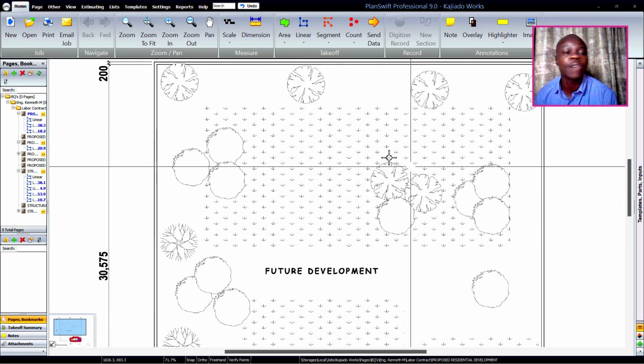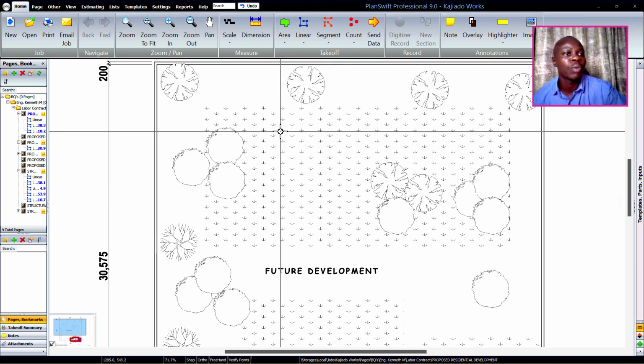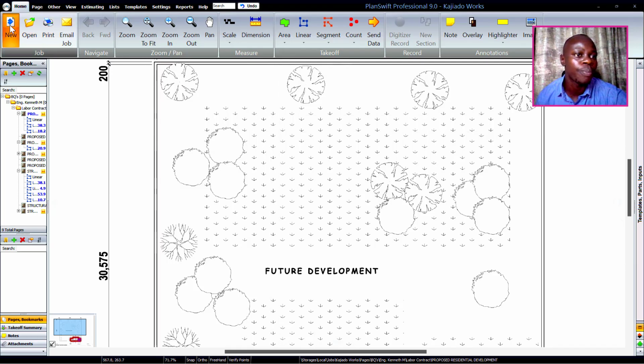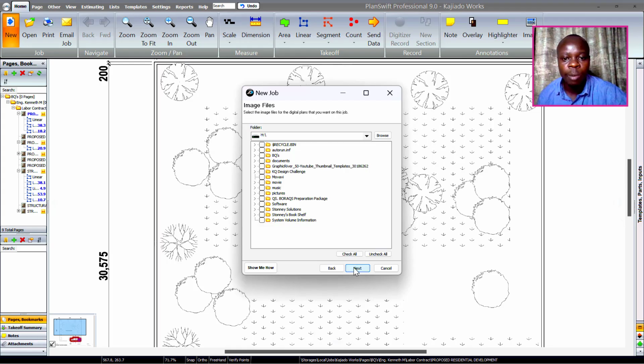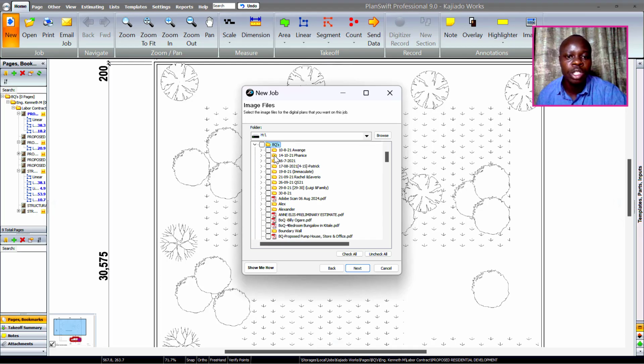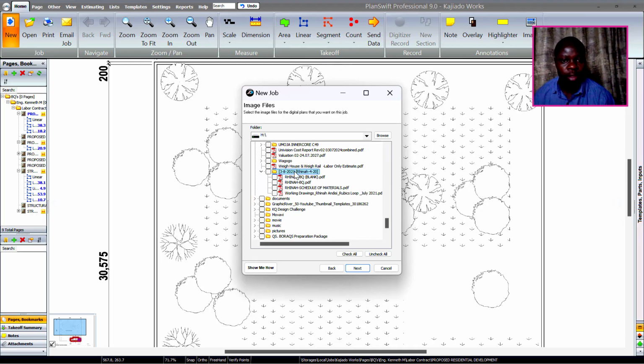So this is Planswift. When you want to open a drawing with it, go straight to new, the new file. Once that is open, then at the job or quote you can describe what you need. For us, we are interested in doing a septic tank today, so I go to next. This opens where your local files are located. Double click on where the drawing has been stored. You double click on that where the individual files are situated.